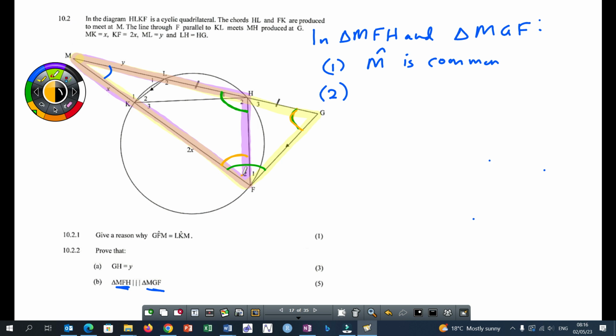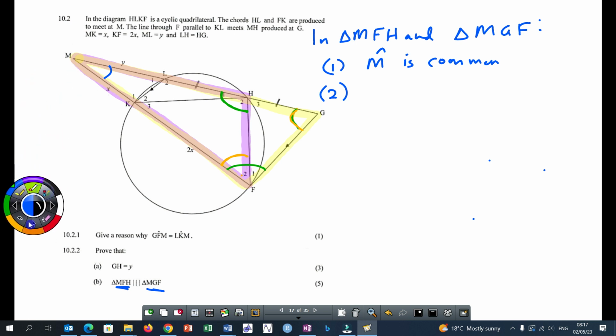Can that help? Yes. Or you could do it two ways. You could say that MFG is equal to K1, corresponding angles, and K1 is equal to MHF, exterior angle of a cyclic quad. And then you could say, okay, those are equal. Or you could go the other way around, and say that G is equal to L1, corresponding angles, and L1 is equal to F2, exterior angle of a cyclic quad.